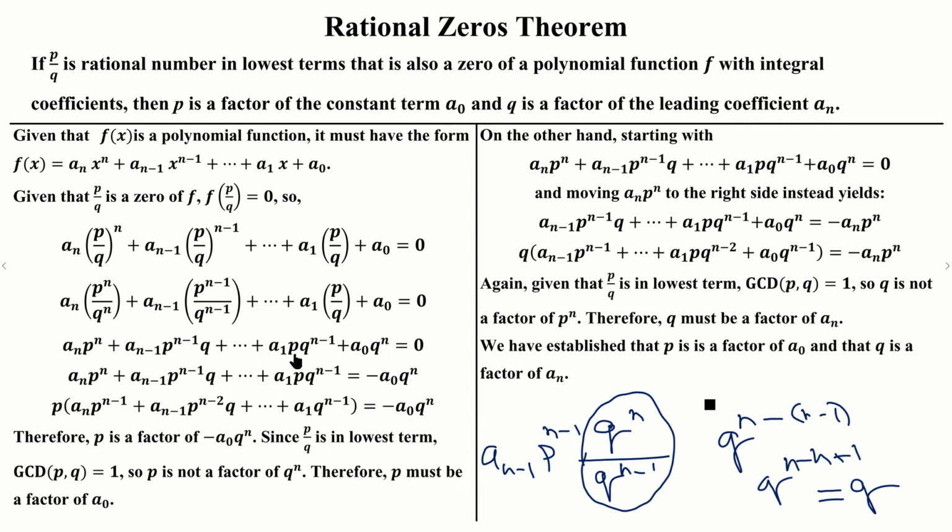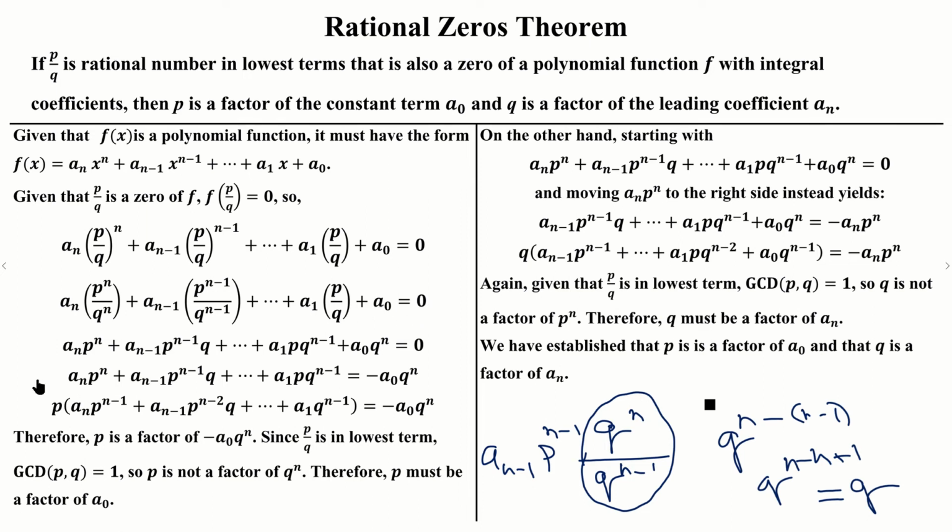Now here we get a1 P Q to the n minus 1, because it's Q to the n and then over Q, using the same argument we just made. So the exponent on the Q on the top is going to be n, and the exponent on the bottom is 1. That's where you get this. And then plus a0 Q to the n is equal to 0. Remember, we're just multiplying both sides of this equation by Q to the n.